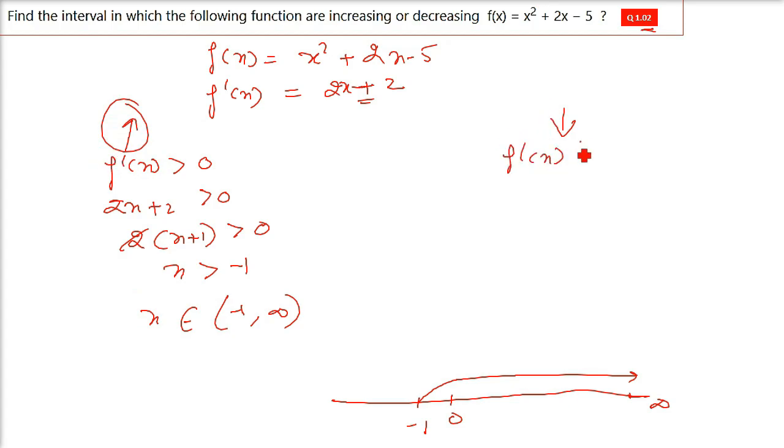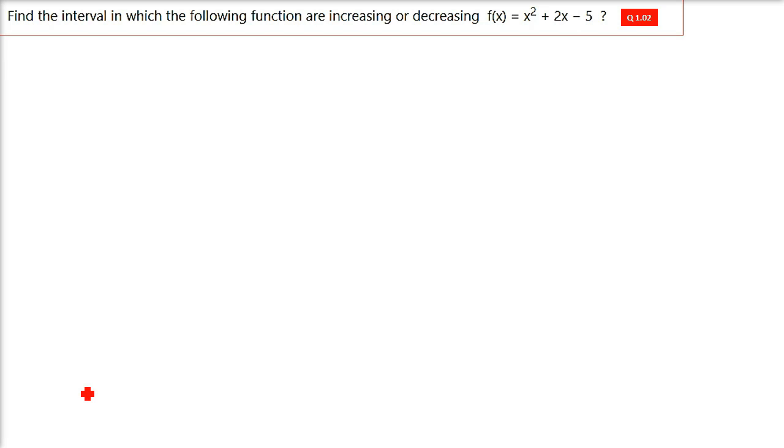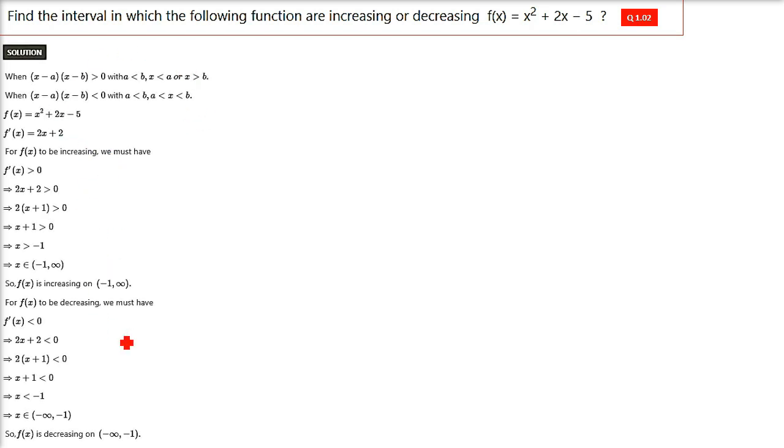What about decreasing? F dash x should be less than 0. Same thing here, 2x plus 2 should be less than 0. Now divide both sides by 2. So x plus 1, sorry, x less than negative 1. It is saying anything which is lesser than negative 1 and goes up to negative infinity. So x should belong to minus infinity till negative 1. Here it will be decreasing. So here increasing, here decreasing. This is the process which you have to follow.